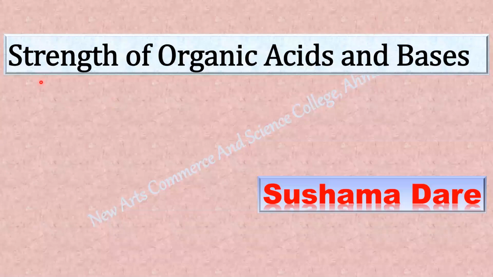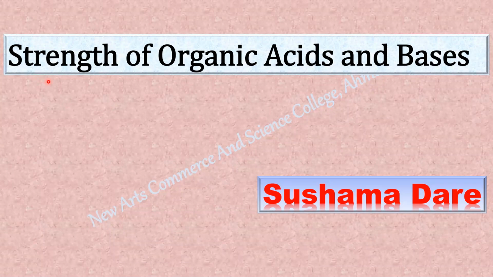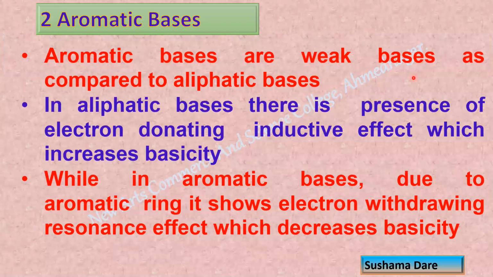Dear student, here I am going to continue the next part of strength of organic acids and bases. In the previous video, we discussed aliphatic bases. Now, in this video, I am talking about the aromatic bases. Generally, aromatic bases are weak bases as compared to aliphatic bases. In aliphatic bases, there is the presence of electron donating inductive effect, which increases basicity. While in aromatic bases, due to the aromatic ring, as it shows electron withdrawing resonance effect, it decreases the basicity.